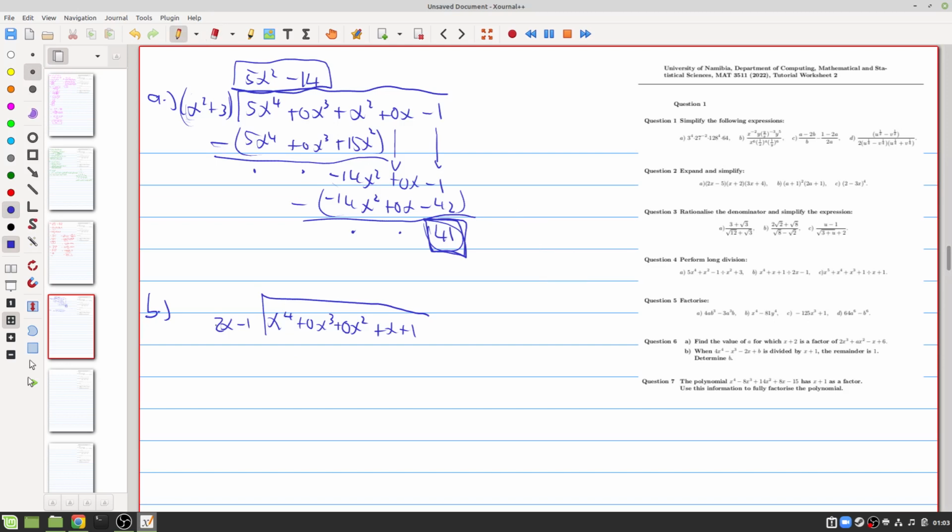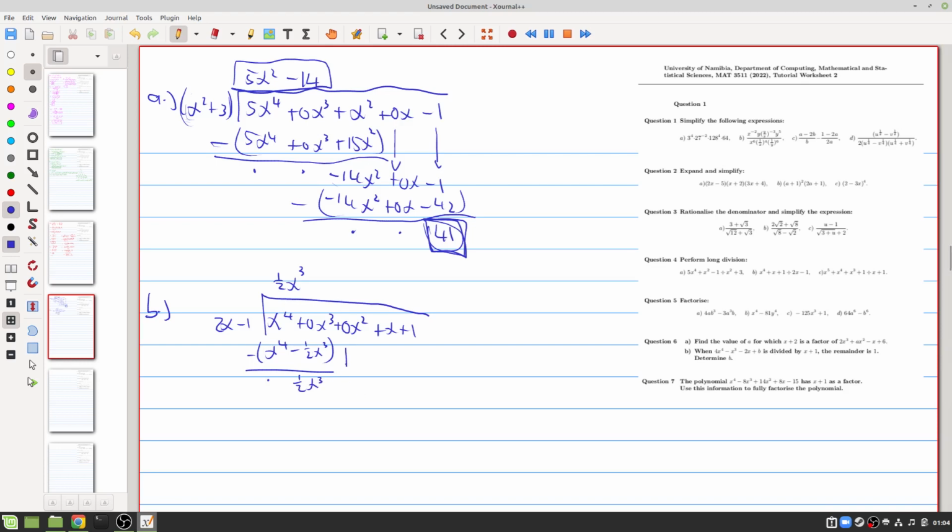So x to the power 4 divided by 2x is going to be half x to the power 3. Then we multiply this by the whole thing in front again. Half x to the power 3 times 2x is going to be x to the power 4. And then half x cubed times negative 1 will be minus half x cubed. And then we're going to subtract this. That's going to be nothing. 0 minus minus a half is positive a half x cubed.